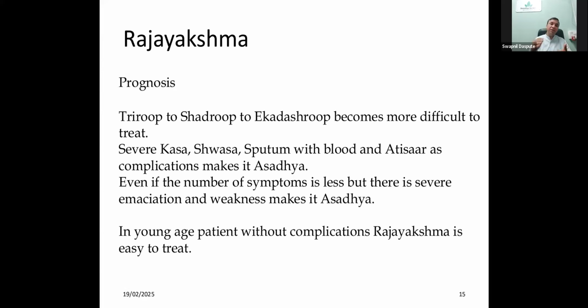So the next commentaries, after the interpretation of the senior acharyas and vaidyas, through their experience, they also realize that Tri-Roop, Shadroop, Ekadash Roop are stages rather than types of Rajakshma. So they become more and more difficult to treat as it moves along.